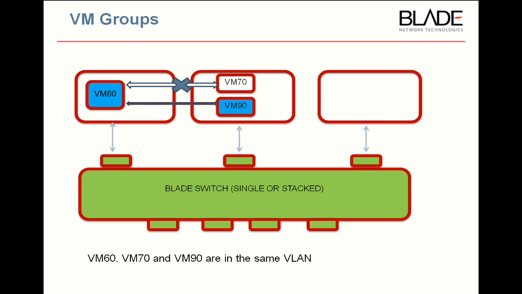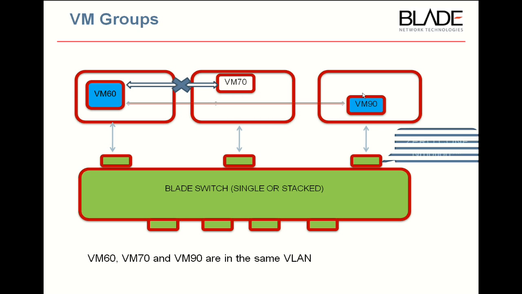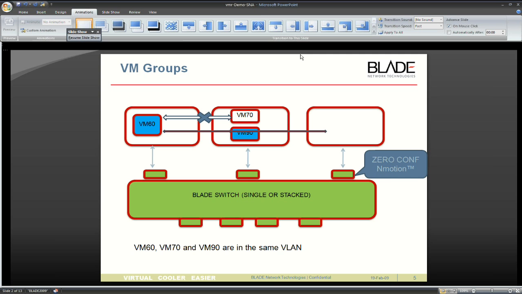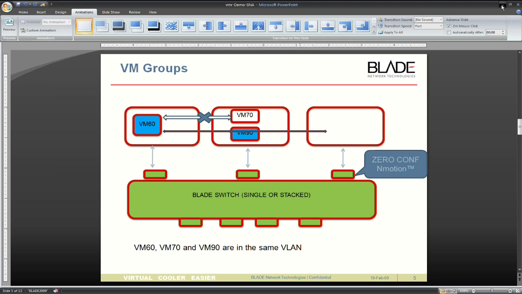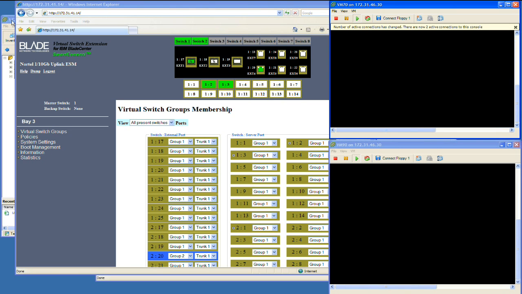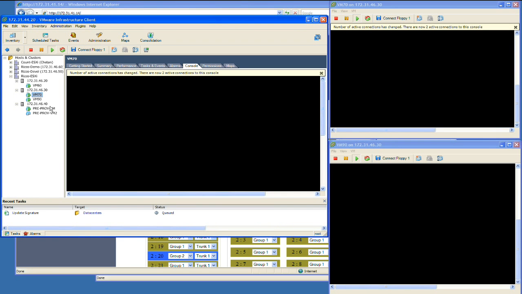Then we will move VM90 from this hypervisor to this one over here, and you will see that even though we have moved VM90 and put it in a different machine, we do not have to change anything on the network for VM90 to communicate across the switch and go to VM60. So now we move on to the demonstration using our switch. What I have here is VMware's Virtual Center console. You can see that VM60 is here, VM70 is here, and VM90 is here.